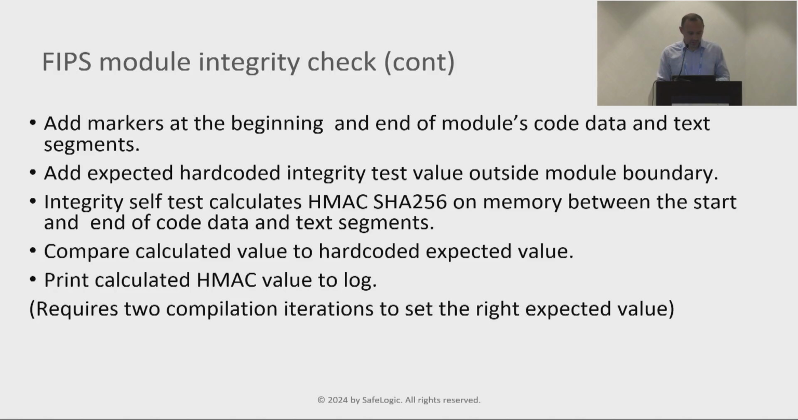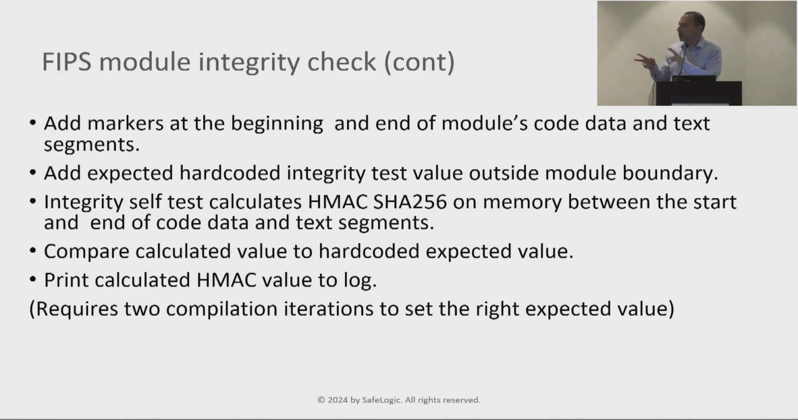So basically what we can do is, once we create this library, we can create a dummy object file at the beginning and at the end, put some pointers and say, okay, this is where everything starts. This is where the text segment actually ends. And we can take these pointers and calculate basically HMAC SHA-256 on memory. Pretty much the same implementation, just I'm using pointers and not files.